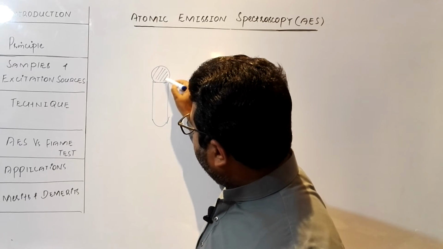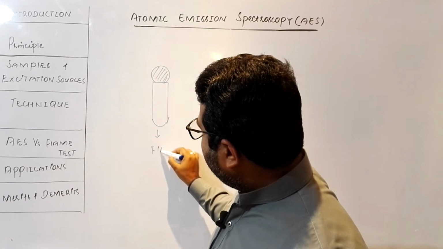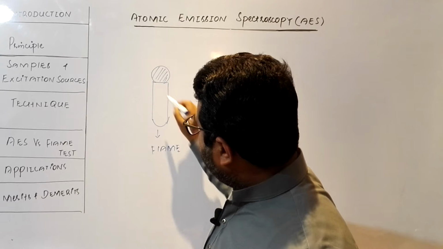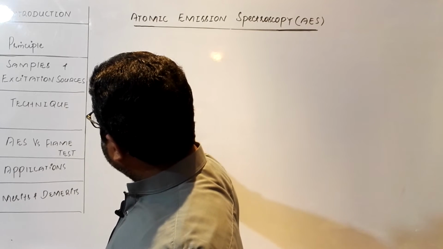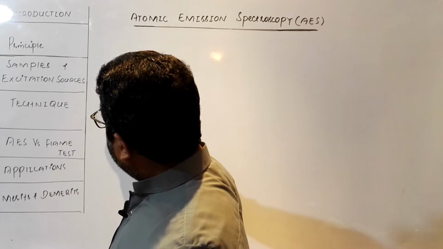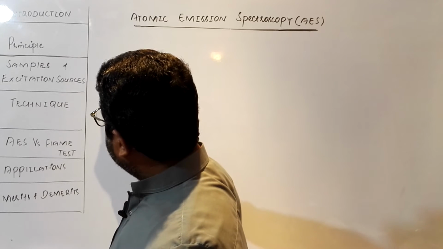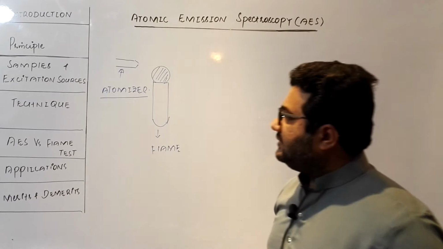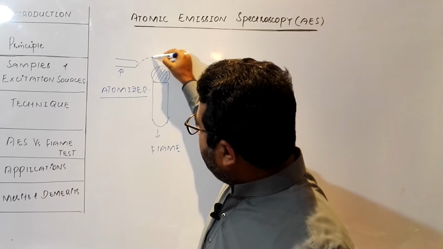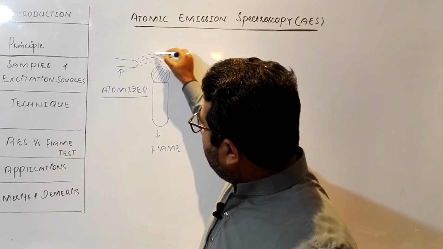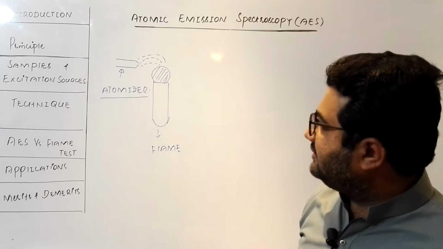Suppose you will just have to suppose it that it is flame, and if your sample is in gaseous form or it is in form of spray solution, you can use atomizer. What will this atomizer do? It will produce fine mist of your sample, and that mist will be thrown on the flame. The flame is the source of the excitation.